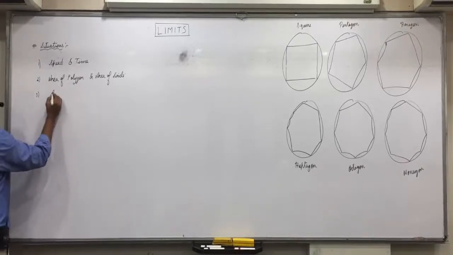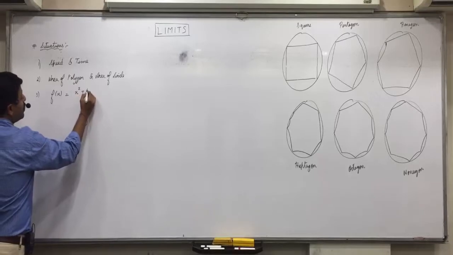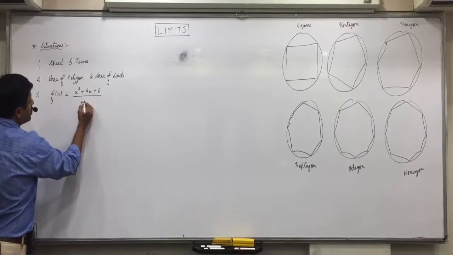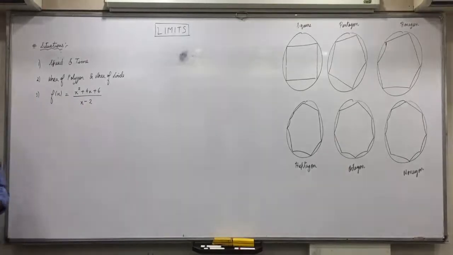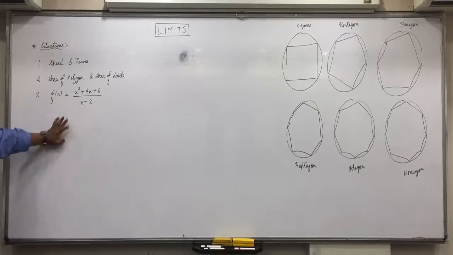And lastly, we studied the functions chapter last year. So suppose I take x square plus 4x plus 6 upon x minus 2. Just randomly any function. Now, if I put the value of x as 2, then what would be 2 minus 2? 0. And what would be anything divided by 0? Indeterminate. Ill-defined.